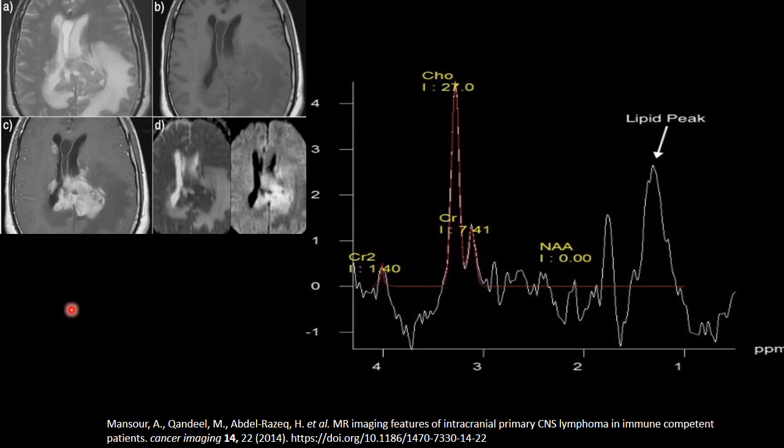Lymphomas have a typical location in the paraventricular and deep white matter. These are avidly enhancing lesions showing restricted diffusion. On MR spectroscopy, an elevated choline peak is seen with increased choline creatine and increased choline NAA ratios. Also, we see a prominent lipid peak in case of lymphomas. This is due to the macrophages containing free lipids.